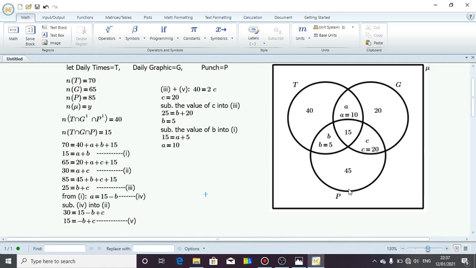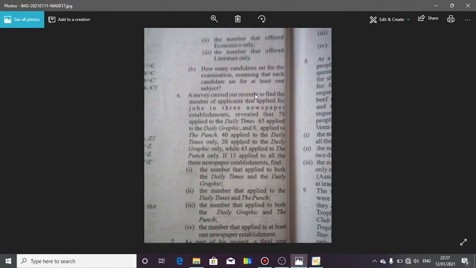Okay. So now that we have our values, I just want you to take note of A, B, and C. So the question is over. Now let's go to what the question says we should calculate. So what are we calculating? It says find number 1, the number that apply to both the daily times and the daily graphics.